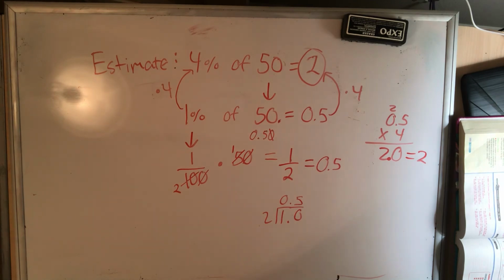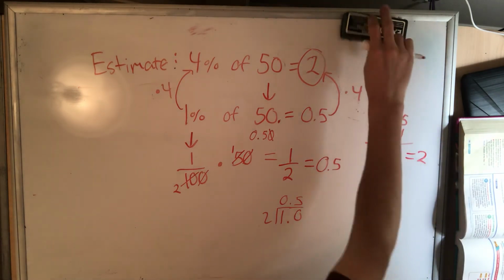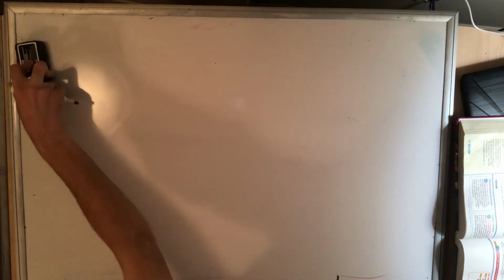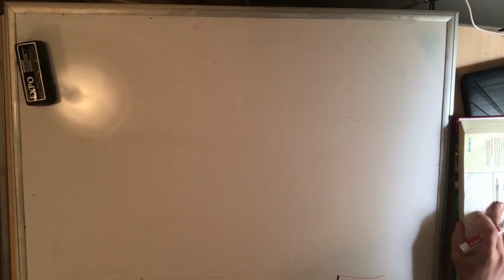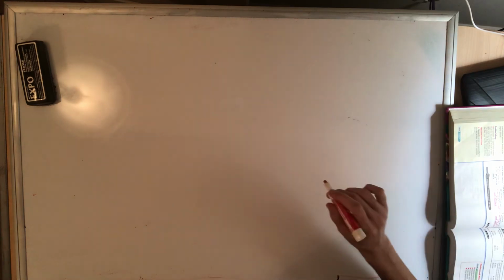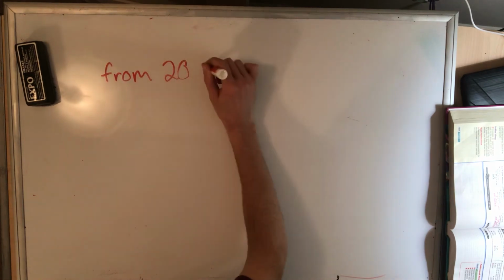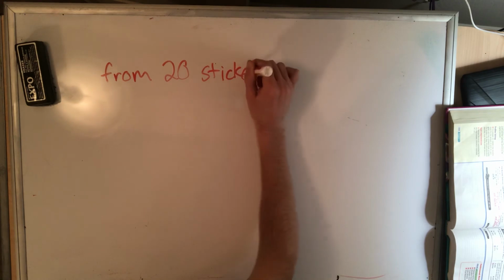All right, let's review section 7-8, percent increase. Anna starts her sticker collection with 20 stickers. After 1 year, she has 150 stickers. What is the percent increase in the number of her stickers? So she goes from 20 stickers to 150 stickers.